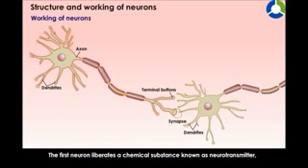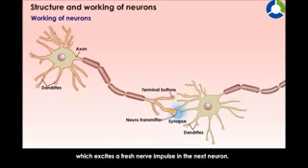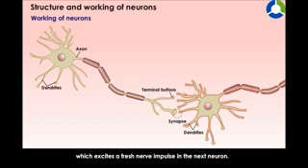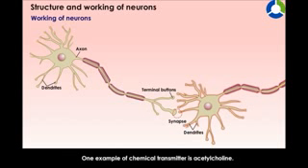The first neuron liberates a chemical substance known as a neurotransmitter, which excites a fresh nerve impulse in the next neuron. One example of a chemical transmitter is acetylcholine.